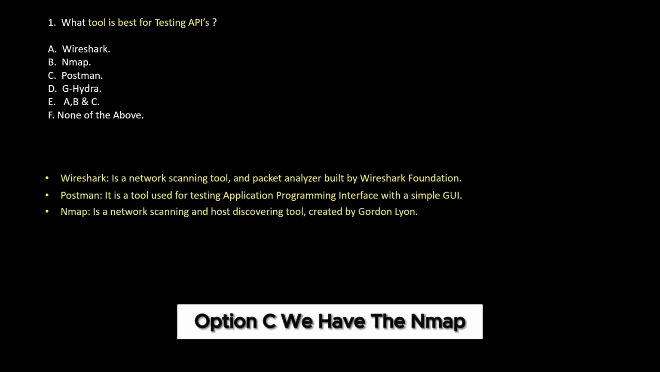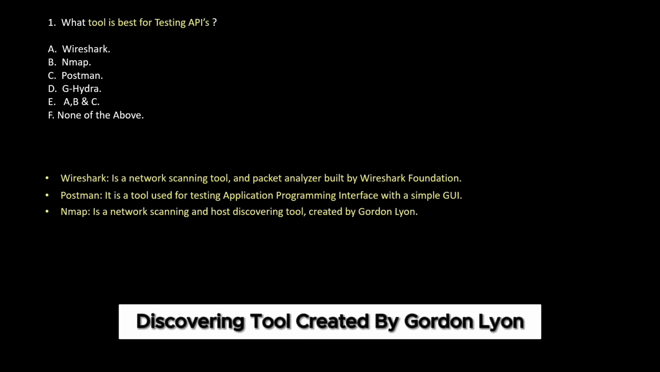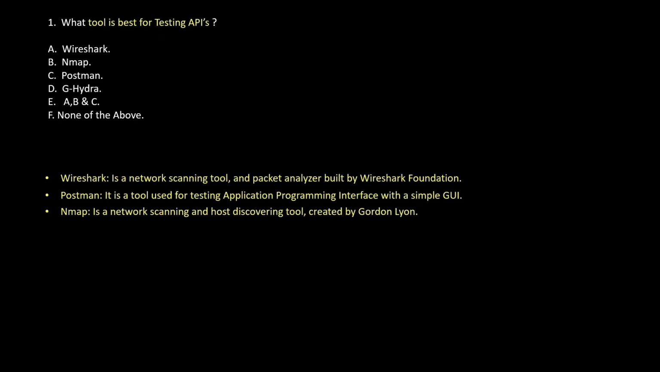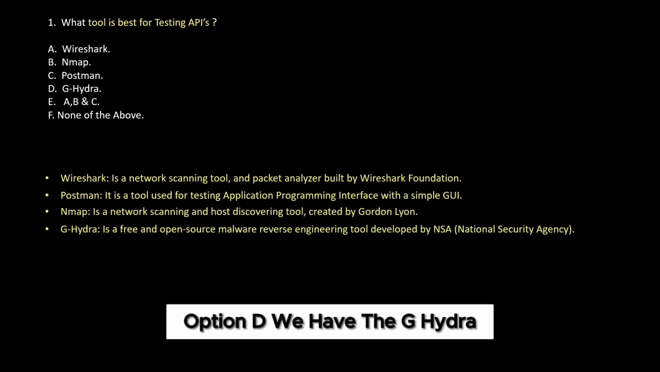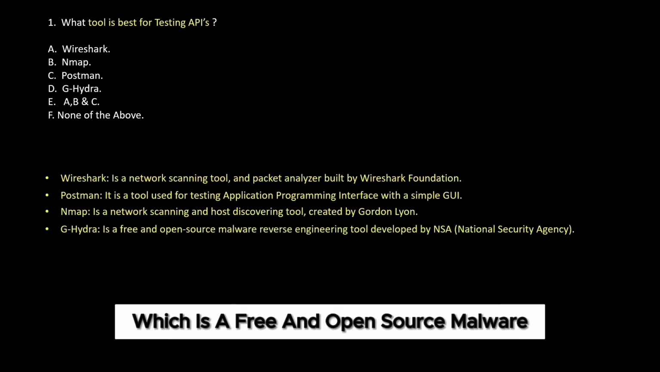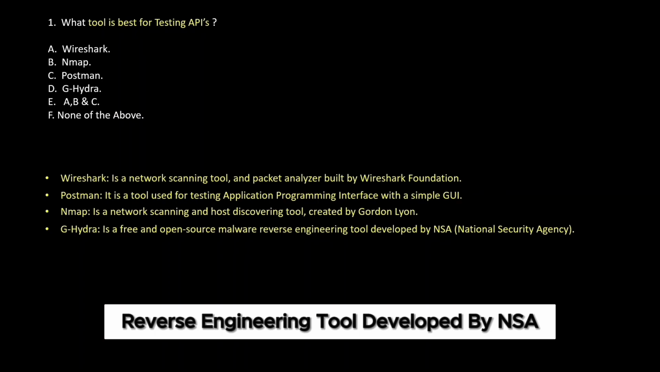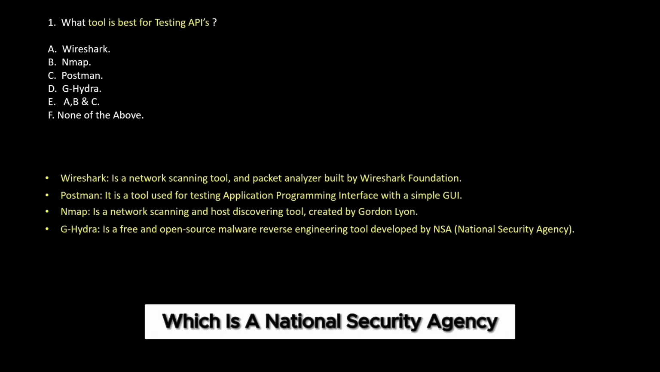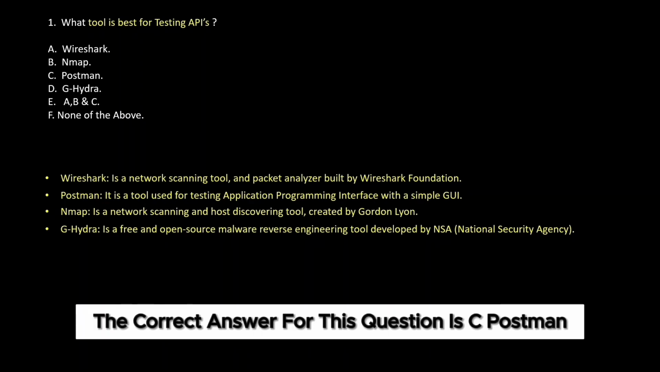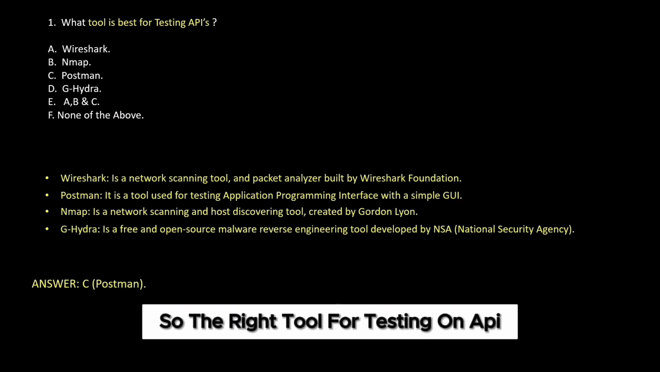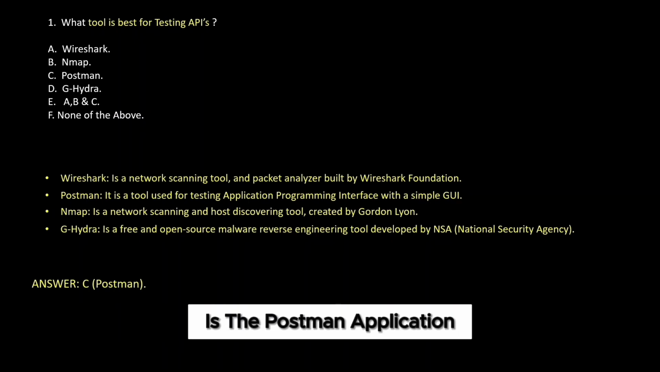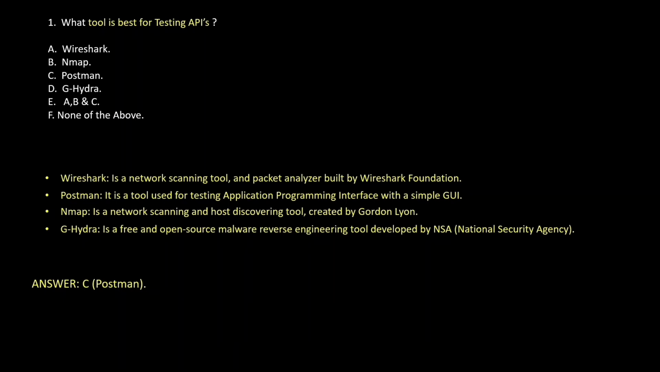Option C, we have the Nmap, is a network scanning and host discovering tool created by Gordon Lyon. Option D, we have the GHydra, which is a free and open source malware reverse engineering tool developed by NSA, which is the National Security Agency. So after having these definitions, the correct answer for this question is C, Postman. So the right tool for testing an API is the Postman application.